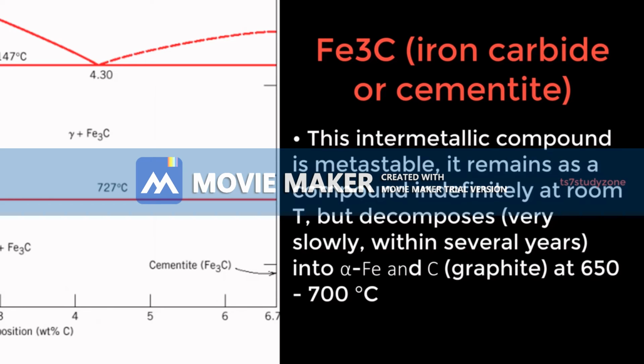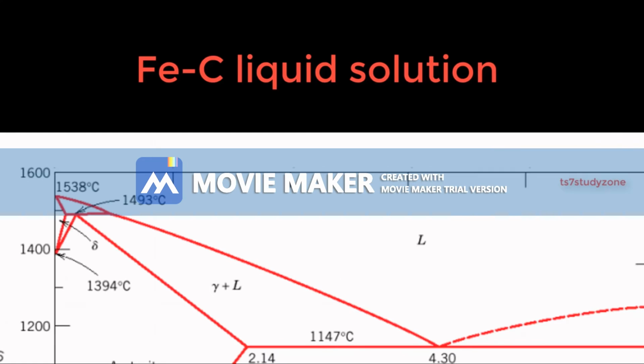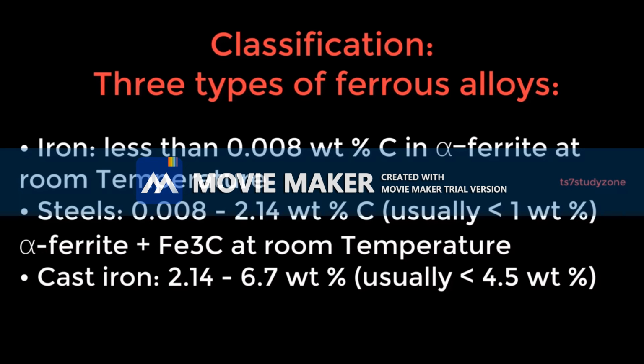Fe3C, iron carbide or cementite. This intermetallic compound is metastable. It remains as a compound indefinitely at room temperature, but decomposes, very slowly, within several years, into alpha Fe and C, graphite, at 650 to 700 degrees Celsius. Fe-C liquid solution. Classification. 3 types of ferrous alloys.